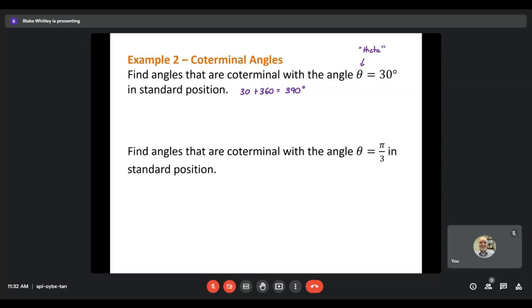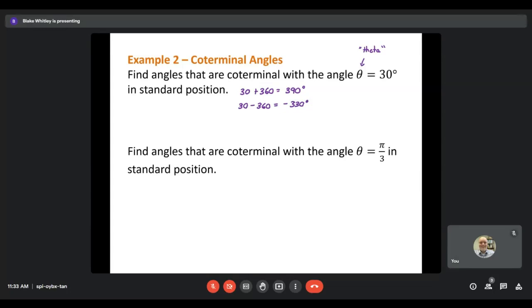Now we can also subtract a full revolution from the given angle. So I'm going to take 30 degrees. I'm going to subtract a full revolution of 360 degrees, which is actually going to give us negative 330 degrees. So negative 330 degrees would also be coterminal with a 30 degree angle.